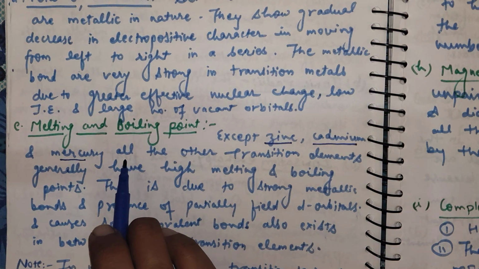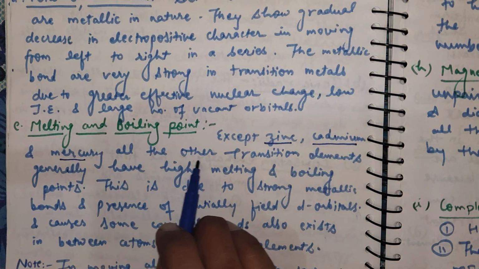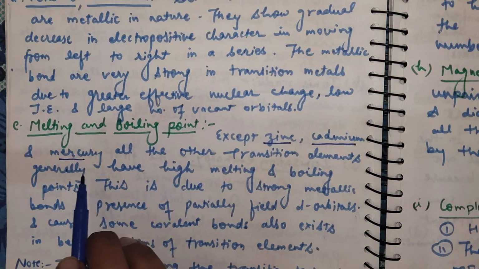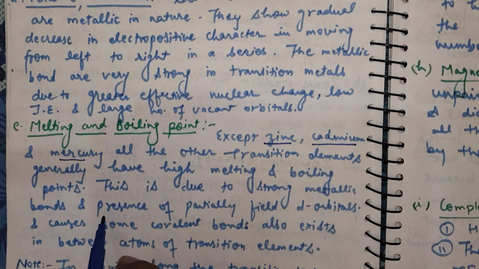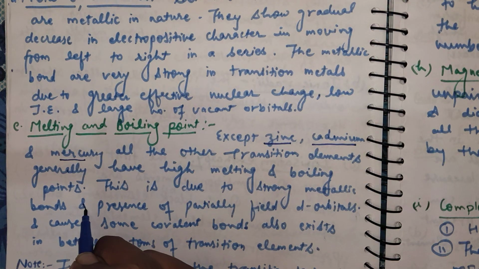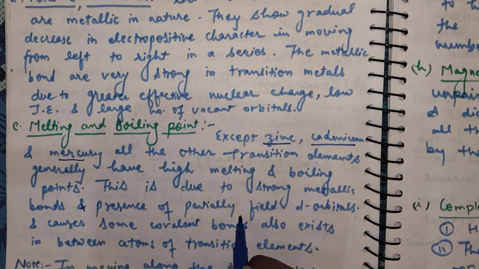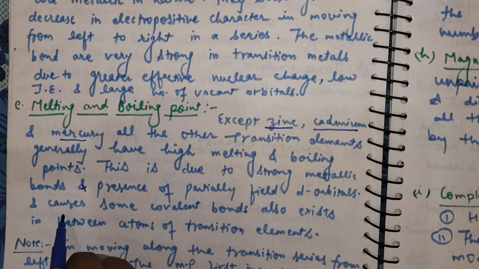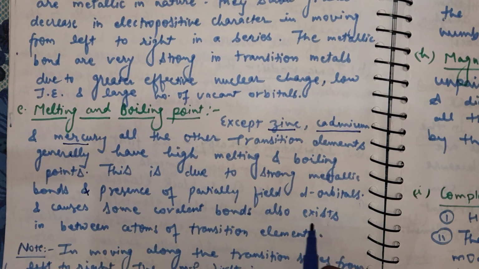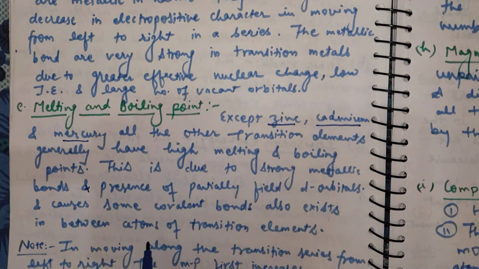Besides these elements, all the other remaining transition elements generally have high melting and boiling point. This is due to strong metallic bond. And why does a strong metallic bond happen? Due to presence of unpaired electrons, or as written here, presence of partially filled d orbitals, which causes some covalent bond also to exist between atoms of transition elements.